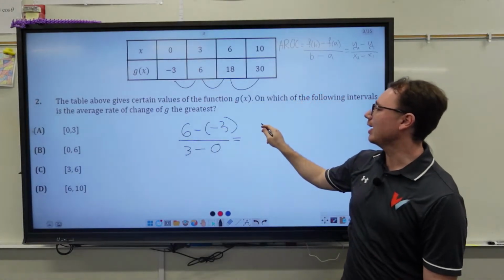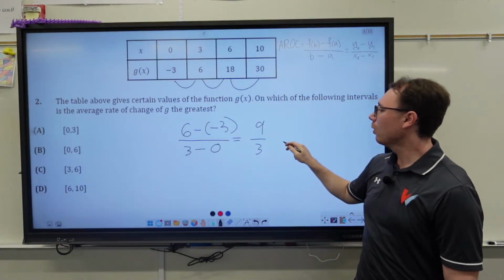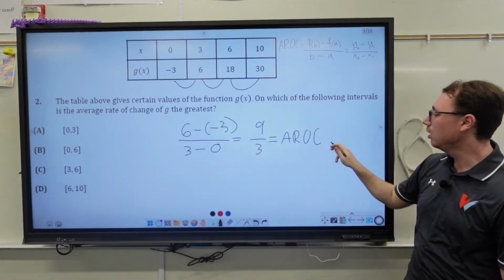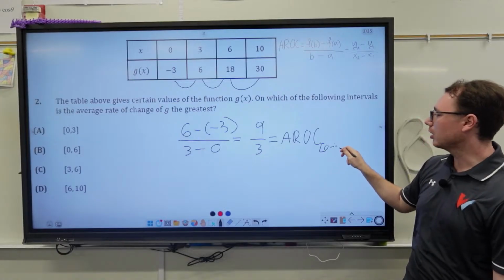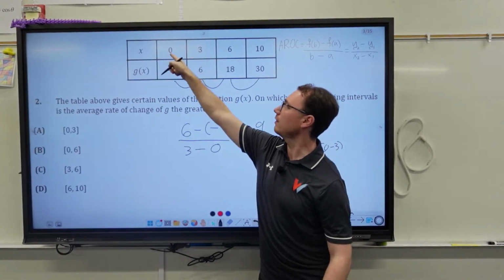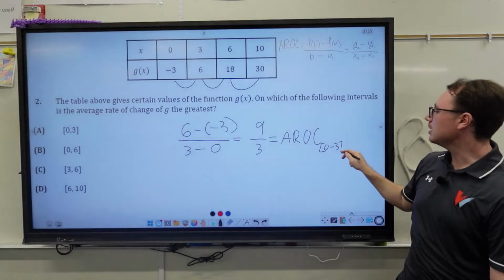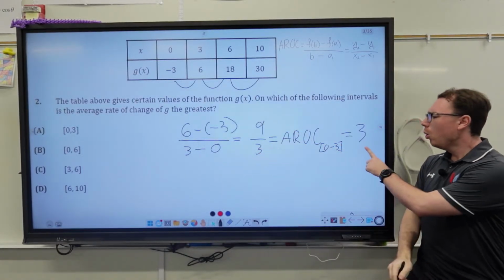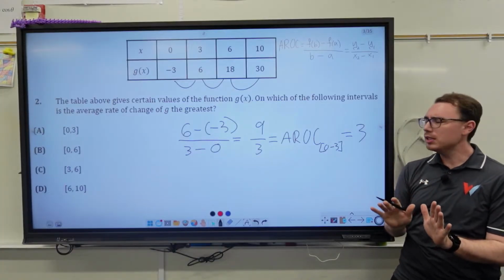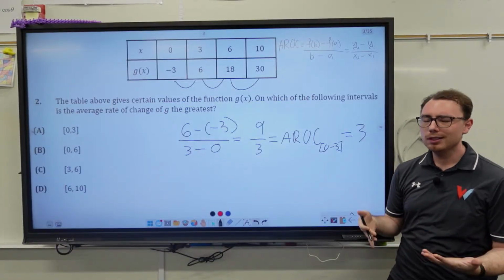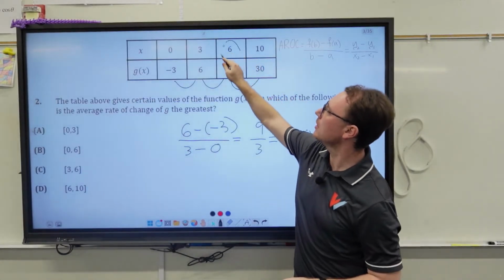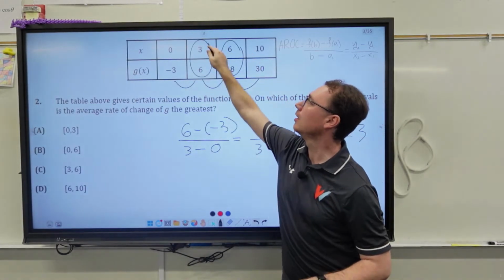In this case, we get 9/3, where the average rate of change for that interval of 0 to 3, because that's going to be our x values here, is equal to 3, 9 divided by 3. We could go between all of these points to see which one's the greatest value. I'm going to do that second one as the greatest value here. Our answer for this problem happens to be this point to this point.